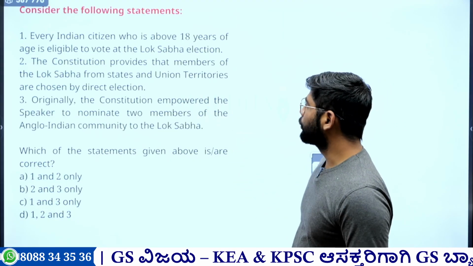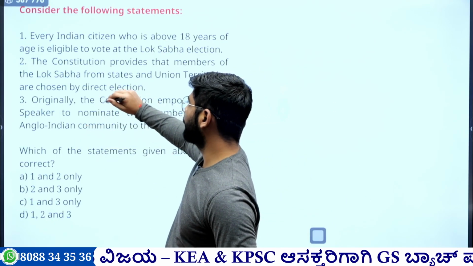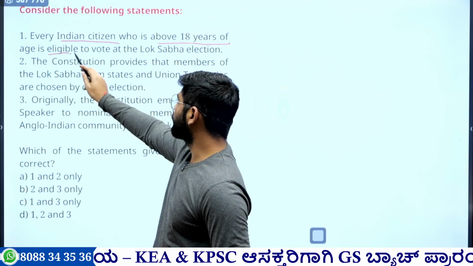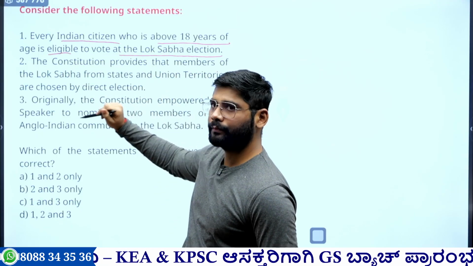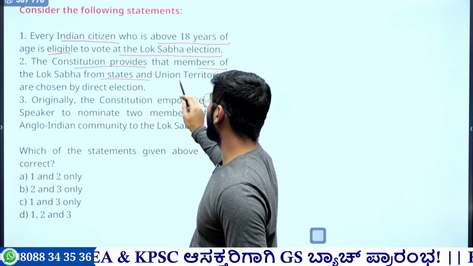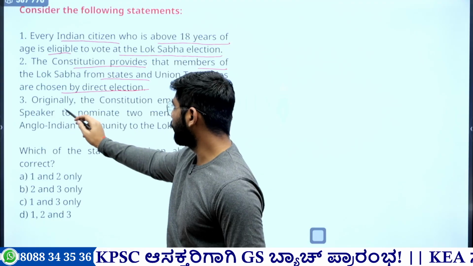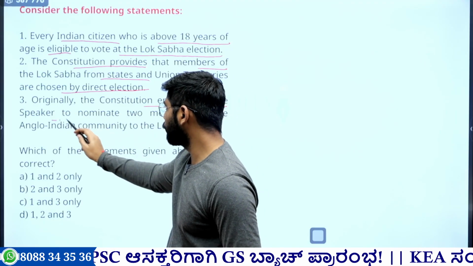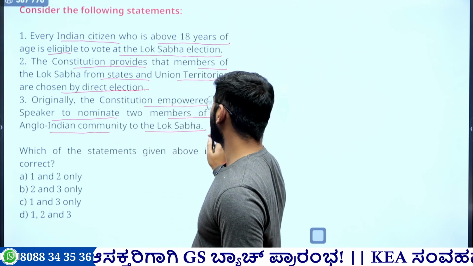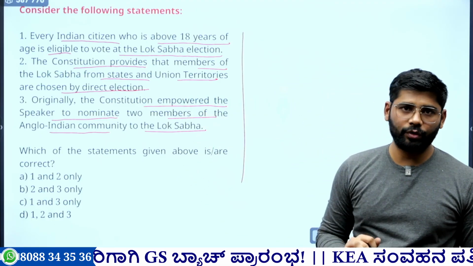Next question we'll see. It is also about the Parliament, the eligibility. It says that every Indian citizen who is above 18 years of age is eligible to vote at the Lok Sabha election. Second, the Constitution provides that the members of Lok Sabha from the states and Union Territories are chosen by direct election. Third statement, originally the Constitution empowered the Speaker to nominate 2 members of the Anglo-Indian community to the Lok Sabha. Quite a tricky question, there is a twist. Read carefully and let me know which one is the correct answer here.